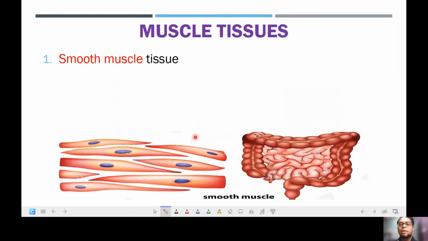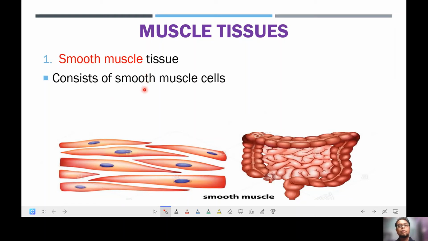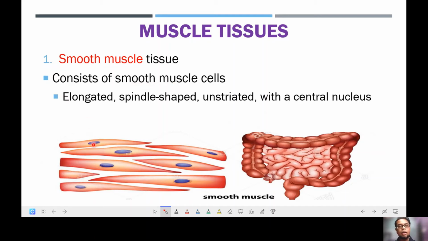Now let's move on to the muscle tissues. As I have mentioned just now, there are three types of muscle tissues. The first type will be the smooth muscle tissue. And this type of tissue consists of the smooth muscle cell over here. The cells will be elongated and they will have this spindle shape in which the cell will have tapered ends like this. The cells will be unstriated without any striation, and you should also notice that there will be one nucleus at the center of each cell.